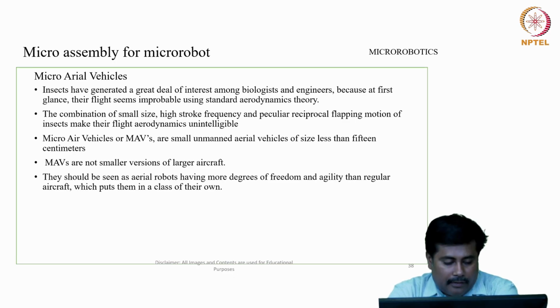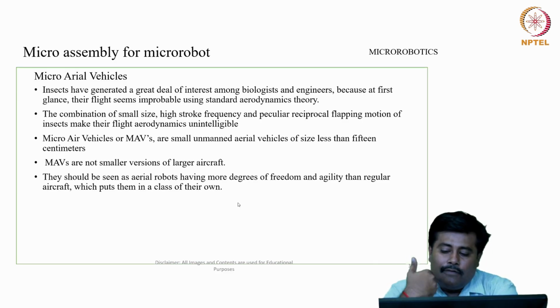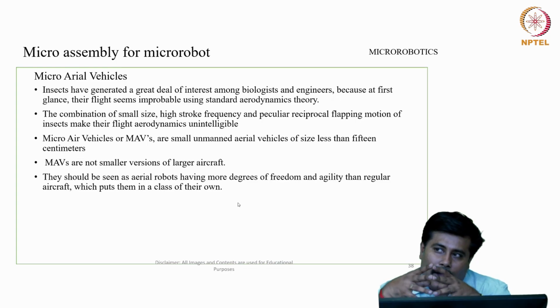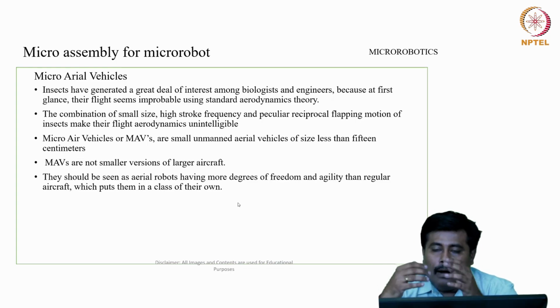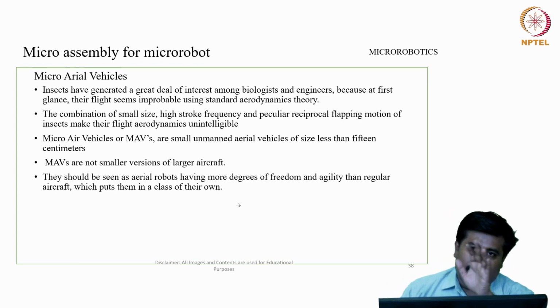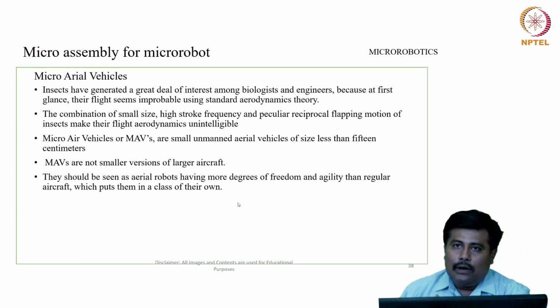As far as this particular case is concerned, these MAVs are not smaller versions of larger aircraft. They should be seen as a kind of aerial robot having more degrees of freedom and agility than the regular aircraft, which puts them in a class of their own. Once you have more degrees of freedom, you can have an improvement in your agility, and then it acts as a kind of regular aircraft.